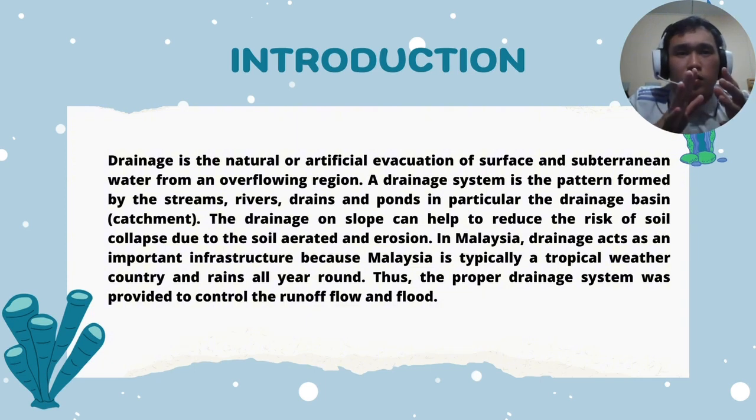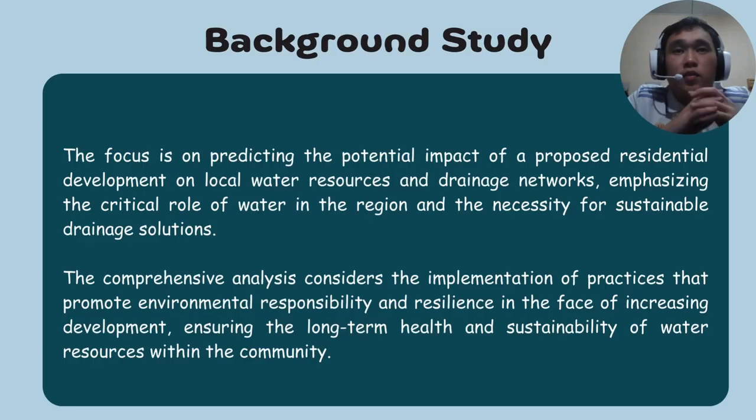So in Malaysia, drainage acts as an important infrastructure because Malaysia is a tropical country and it rains all year round. So a proper drainage system is provided to control the runoff flow and floods. So next is the background study.